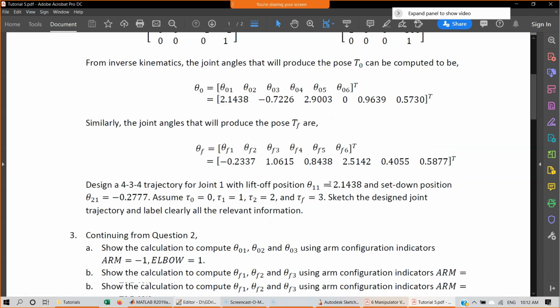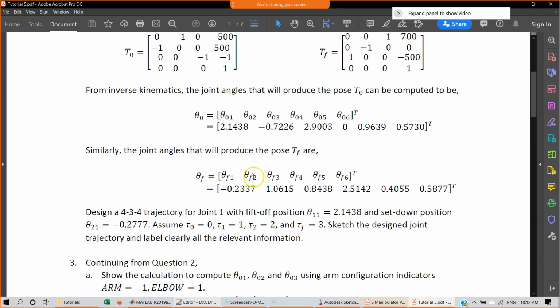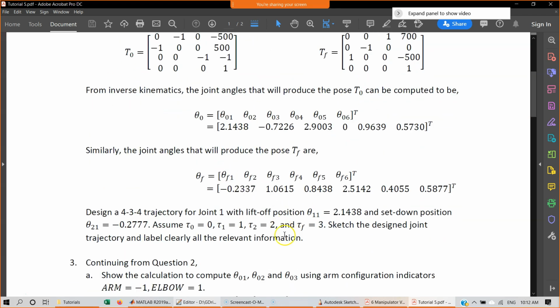And in this question, you have to sketch the designed joint trajectory and label clearly all the relevant information. So we have done this in our previous chapter in class. Of course, maybe I did not sketch it, but the sketch is even given in the notes. So nothing different there.